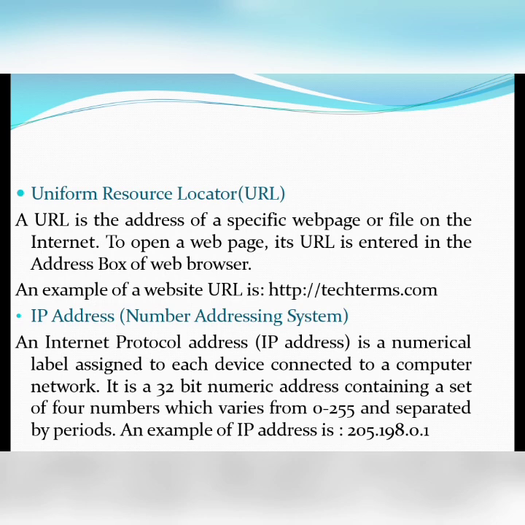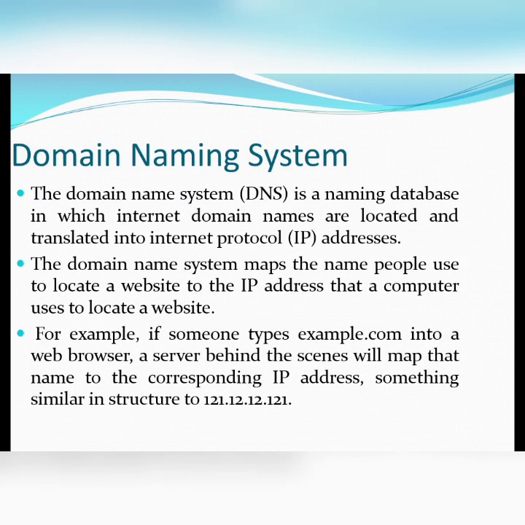IP address or the number addressing system. An Internet Protocol address or IP address is a numerical label assigned to each device connected to the computer network. It is a 32-bit numerical address containing a set of four numbers which vary from 0 to 255 and are separated by a period, that is a dot. An example of an IP address is 205.198.0.1.